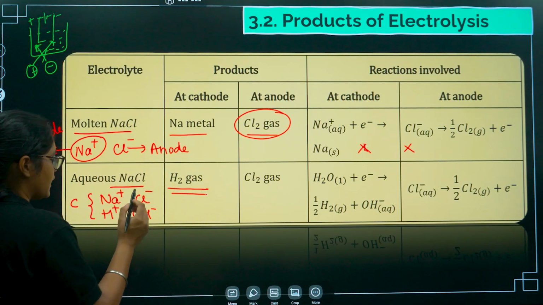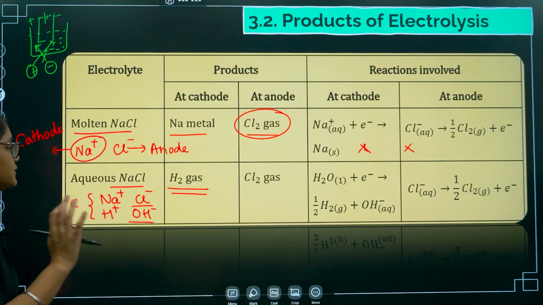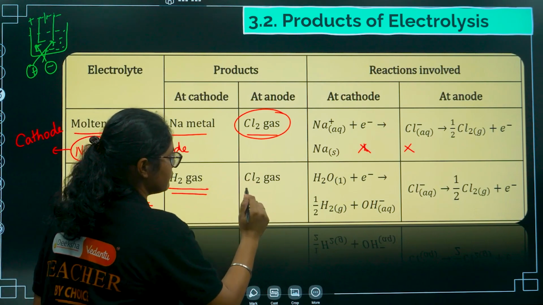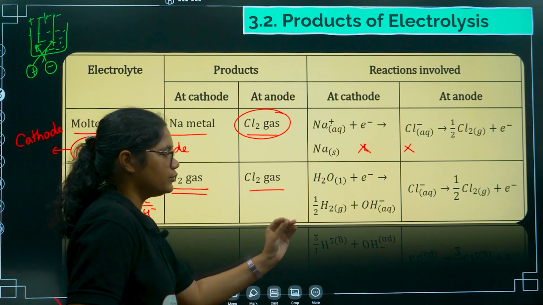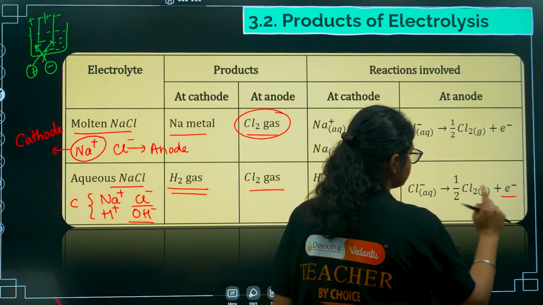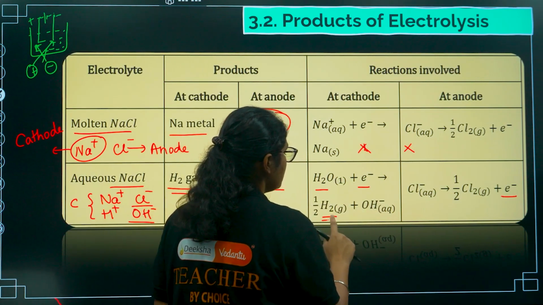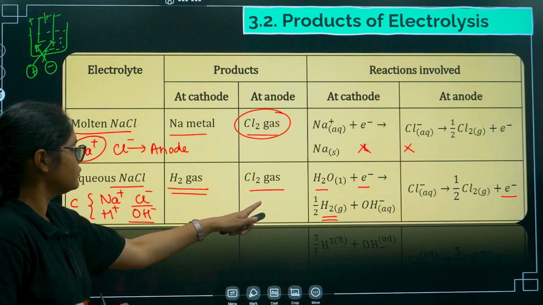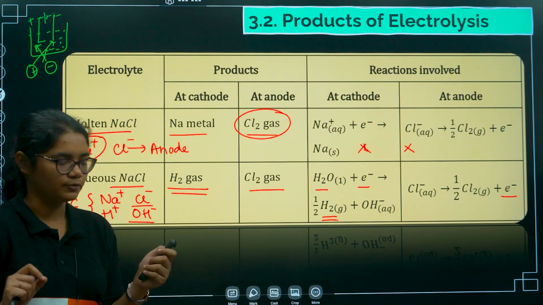If you compare at anode, for Cl minus and OH minus, oxidation will take place. Chlorine has more tendency to get oxidized, so that is why chlorine gas will form. Clear? Understood? Now these reactions, again I told you, you can see chlorine has undergone oxidation by losing 1 electron. At cathode, hydrogen has gained 1 electron, undergone reduction and gave you H2. You just need to remember these gases, what is produced at anode and what is produced at cathode.